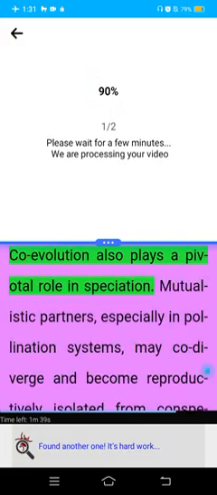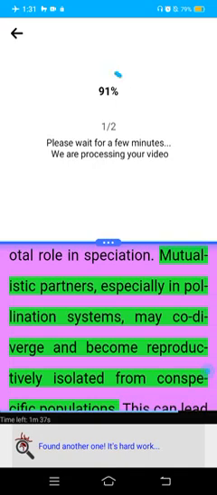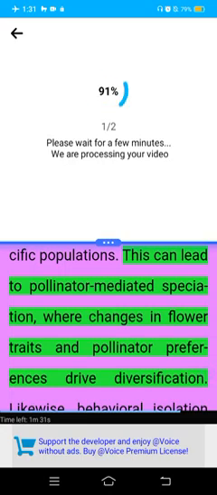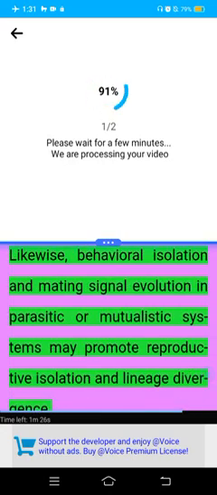Coevolution also plays a pivotal role in speciation. Mutualistic partners, especially in pollination systems, may co-diverge and become reproductively isolated from conspecific populations. This can lead to pollinator-mediated speciation, where changes in flower traits and pollinator preferences drive diversification. Likewise, behavioral isolation and mating signal evolution in parasitic or mutualistic systems may promote reproductive isolation and lineage divergence.